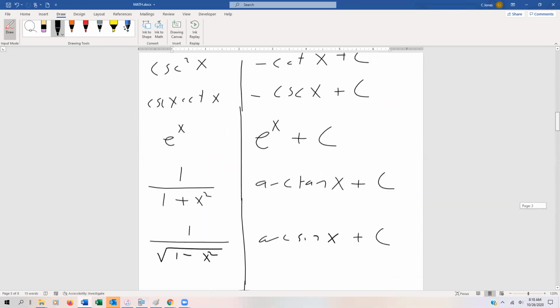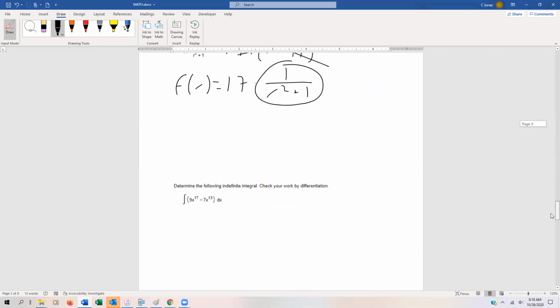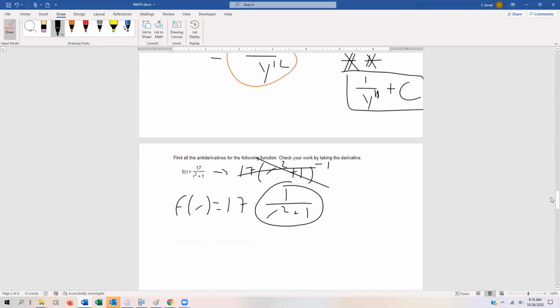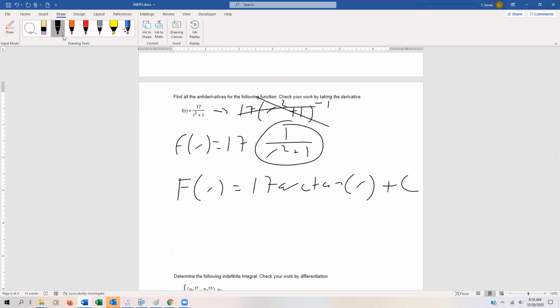So if we go all the way back up, that's your arctangent. And so when you write the answer, you can write capital F at r as 17 arctan of r, not x, but r, because our function's in terms of r, plus c. And then, of course, if you want to find the derivative of this just to check, well, F prime at r is going to be equal to 17.